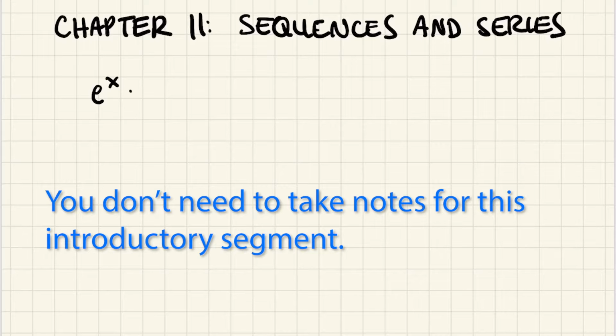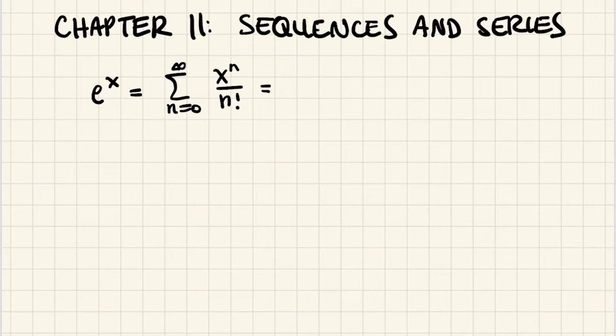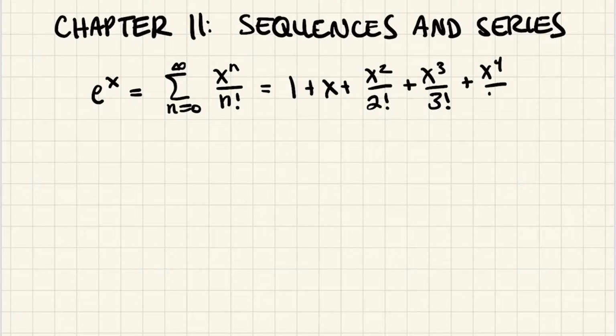For instance, e to the x can be written as the infinite sum from 0 to infinity of x to the n over n factorial, whose terms would be 1 plus x squared over 2 factorial plus x cubed over 3 factorial plus x to the 4 over 4 factorial, etc. So this is what e to the x is equal to.